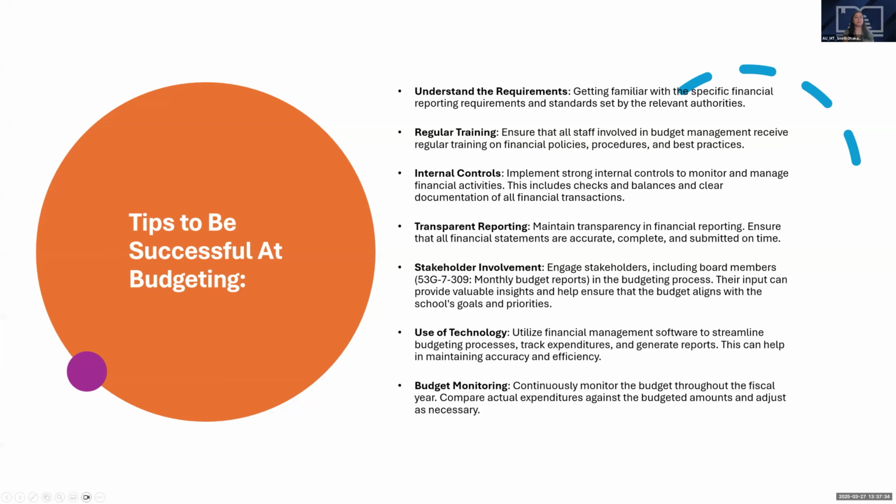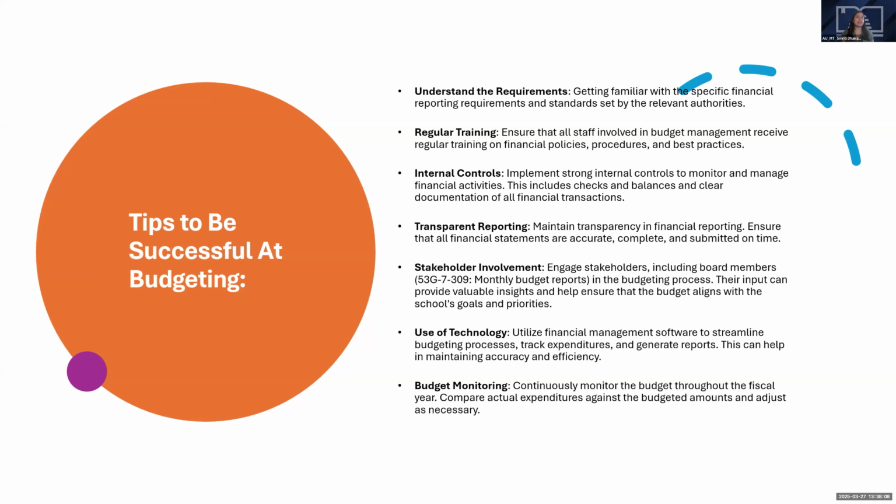So, here we have some tips for you guys to be successful at budgeting. The first one is understanding the requirements. That is getting yourself familiar with the specific financial reporting requirements and standards set by the relevant authorities. And regular training, ensuring that the staff involved in the budget management receive regular training on financial policies, procedures, and the best practices.